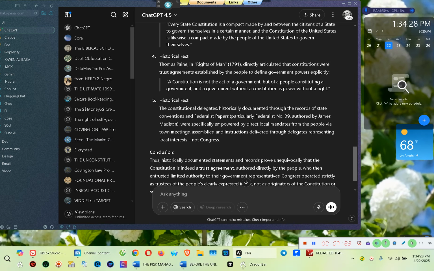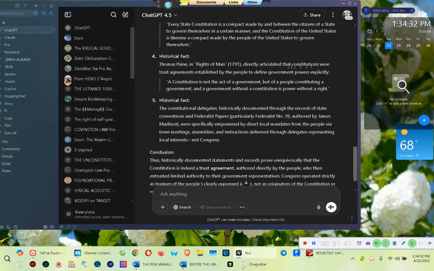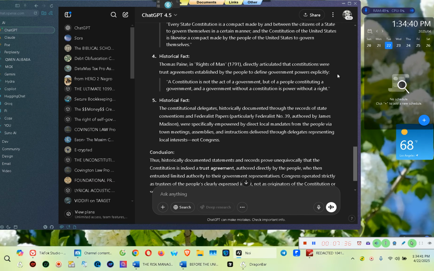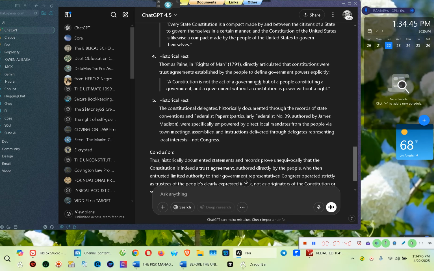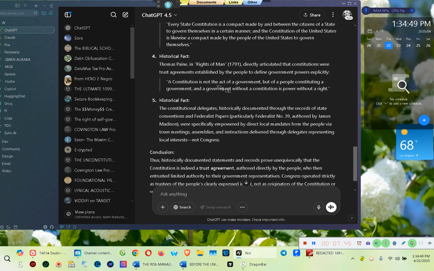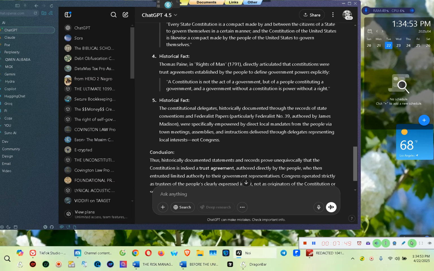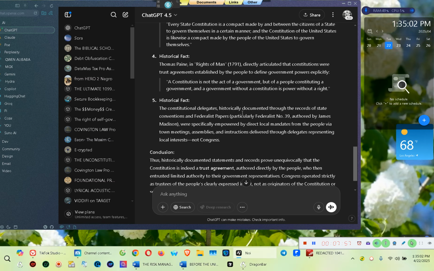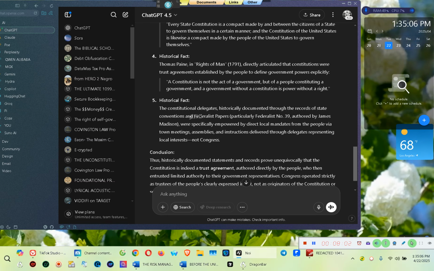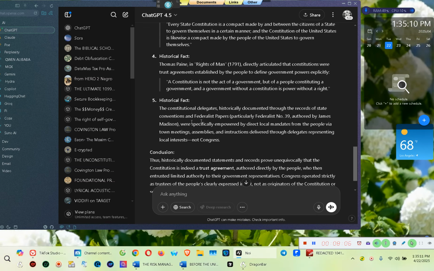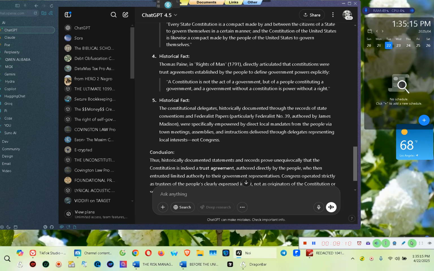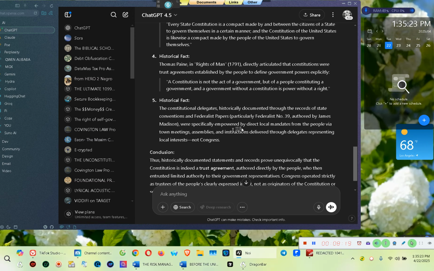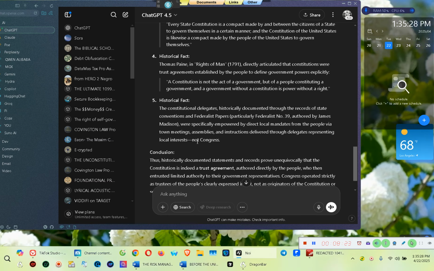Thomas Paine, in The Rights of Man, directly articulated that constitutions were trust agreements established by the people to define governmental powers explicitly. The Constitution is not an act of a government, but of the people constituting a government. And a government without a constitution is power without rights. Pay attention. Constitution delegates, historically documented through the records of state conventions and the Federalist Papers, particularly Federalist Paper number 39, authored by James Madison, were specifically empowered by direct local mandates from the people via town hall meetings and assemblies, and instructions delivered through delegates representing local interests, not Congress.